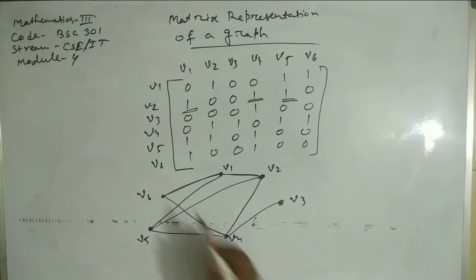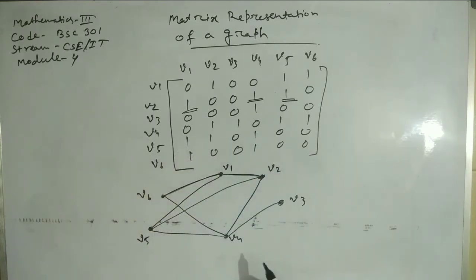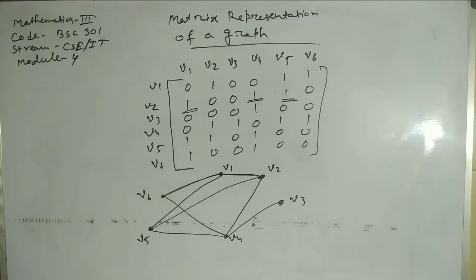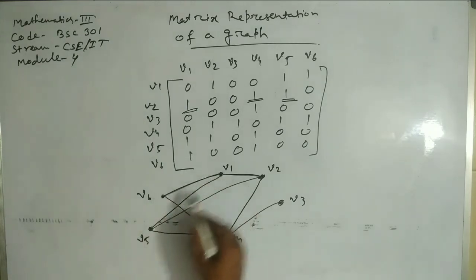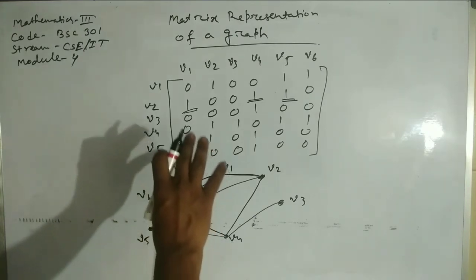Now come to the fifth row, V5. V5 is adjacent to V1, V2 and V4. All the edges have already been drawn. Now for the sixth row, we can see that V6 is adjacent to V1 and V4. These edges have already been drawn. So this is the graph corresponding to this adjacency matrix.